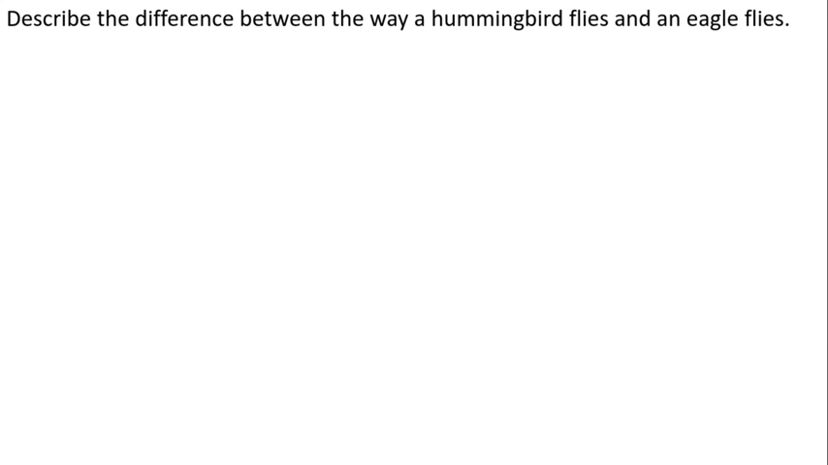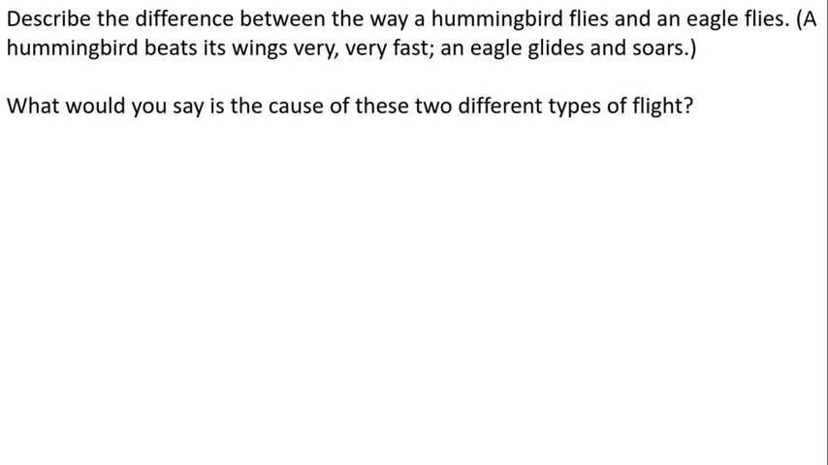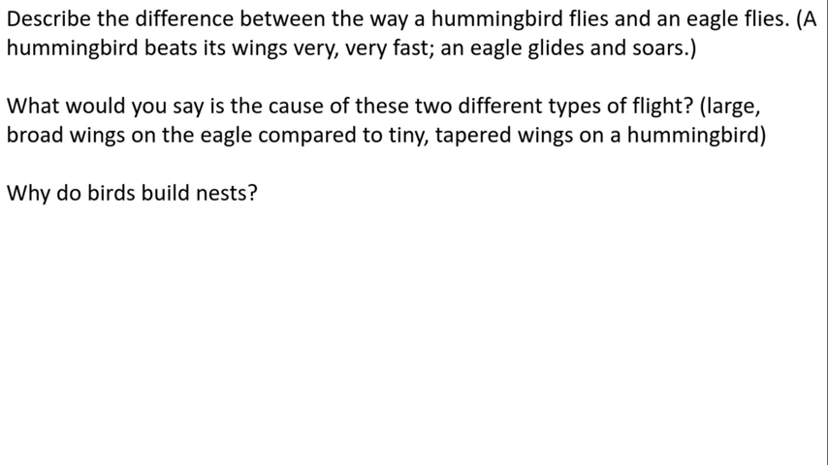Describe the difference between the way a hummingbird flies and an eagle flies. How are they different? A hummingbird beats its wings very, very fast. An eagle glides and soars, slowly gliding with its wings. What would you say is the cause of these two different types of flight? What is the cause? Large broad wings on the eagle compared to tiny tapered wings on a hummingbird. Their wings are very different sizes.